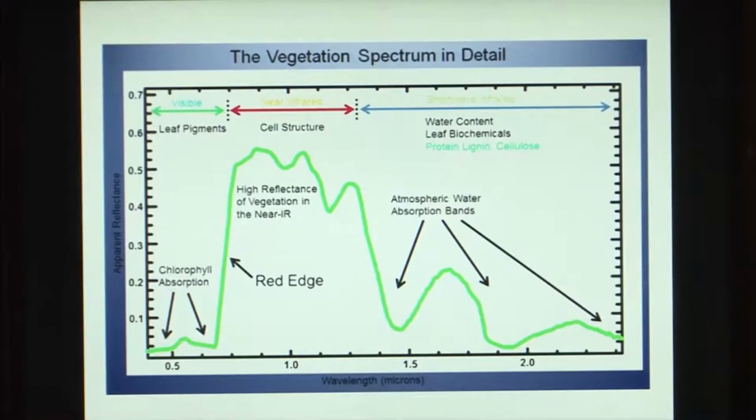In the near infrared portion, the cell structure dominates. So, trees give out lots of radiation reflected in the form of near infrared wavelengths. Then as we move towards the right, we have the short wave infrared, which is more affected by the water content and the leaf biochemicals, the proteins, lignin and cellulose found in the tree cells. So, can we use these?